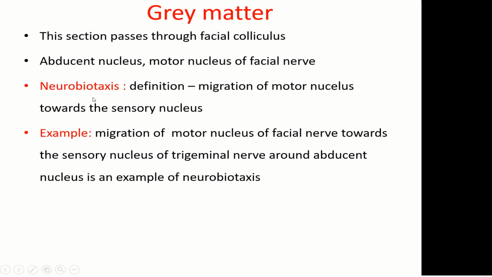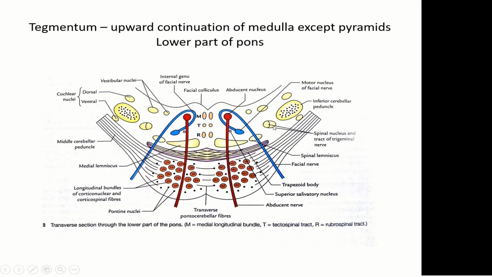Then you can see the neurobiotaxis. So what is this? Migration of motor nucleus towards the sensory nucleus. What is happening here actually? The spinal nucleus of trigeminal nerve carries the sensations from the head and neck region. In the same way, this is the motor nucleus which actually supplies the muscles of facial expression.